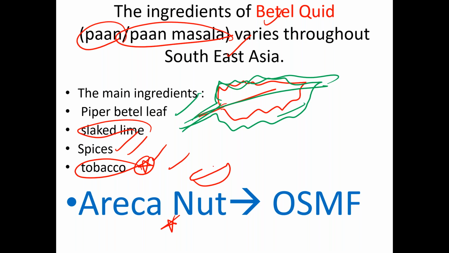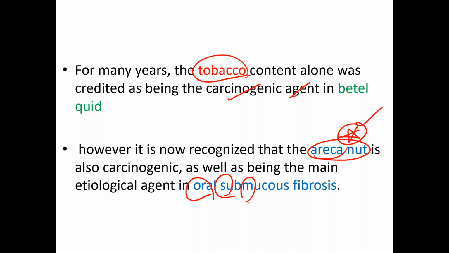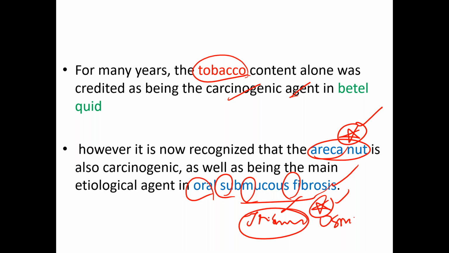This areca nut you will be having. Tambulam, areca nut will be there. That is leading to oral submucous fibrosis. For many years, tobacco was thought to be carcinogenic, but now areca nut, as I already told you, is the most important thing. In oral submucous fibrosis it becomes thick and thick. I already told about oral submucous fibrosis last class.